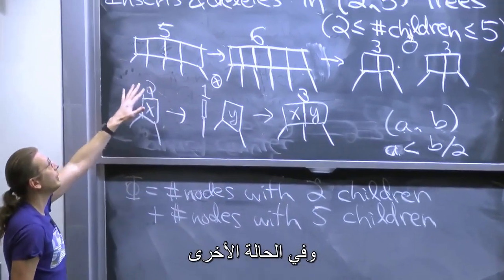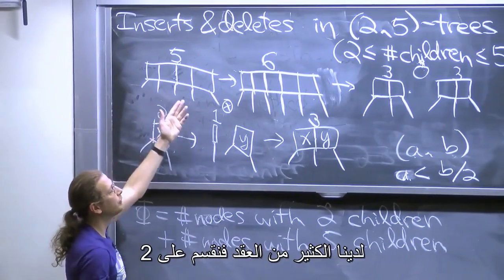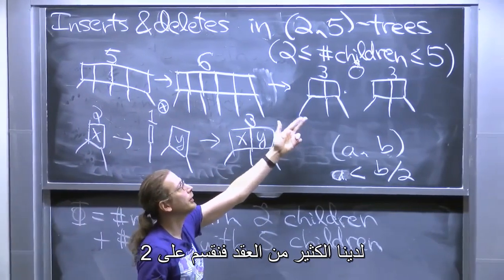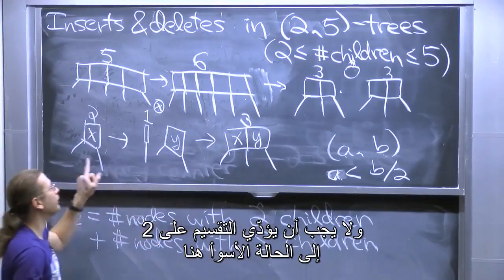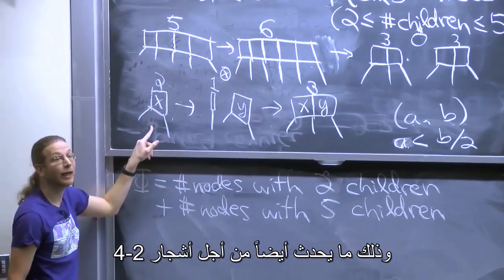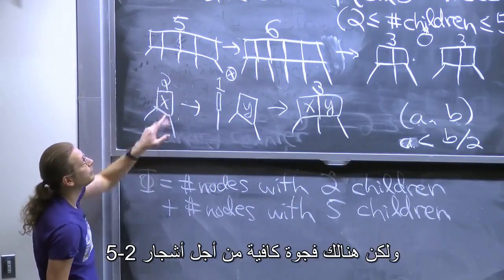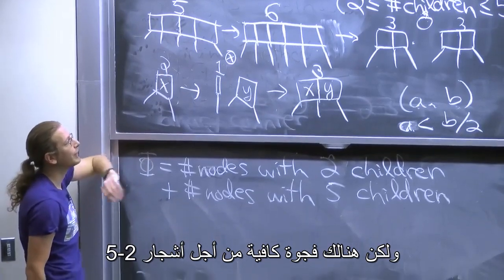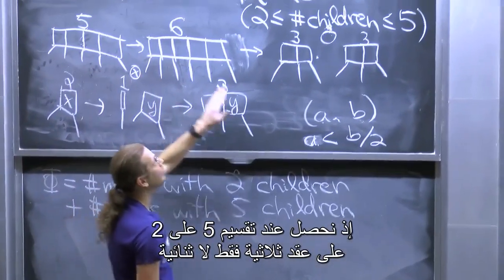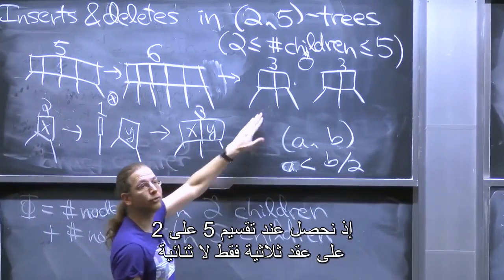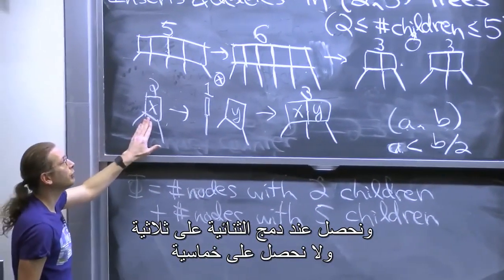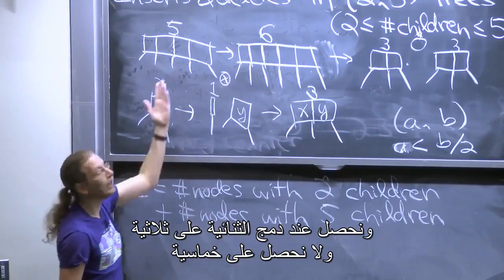And in the other situation, you have too many things. You divide by 2. You don't want dividing by 2 to end up with the bad case over here. That's what would happen even with 2, 4 trees, 2, 3, 4 trees. But with 2, 5 trees, there's enough of a gap that when we split 5 in half, we get 3s only, no 2s. And when we merge 2s, we get 3s, no 5s.